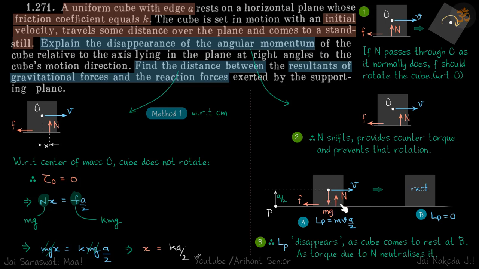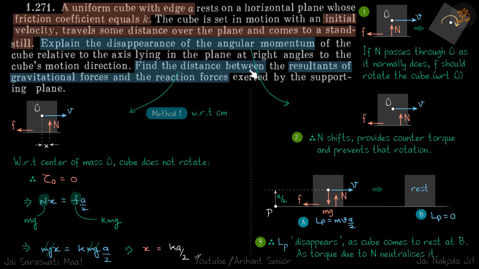And if N shifts towards the right, then about this point P, you can see that because this is also mg and N is also mg, the torque of this mg is greater than the torque of this mg, because this force is at a greater distance. So hence this counterclockwise torque will neutralize the clockwise angular momentum. Initially this block does have an angular momentum about point P, but this counterclockwise torque will neutralize it and it will eventually come to rest.